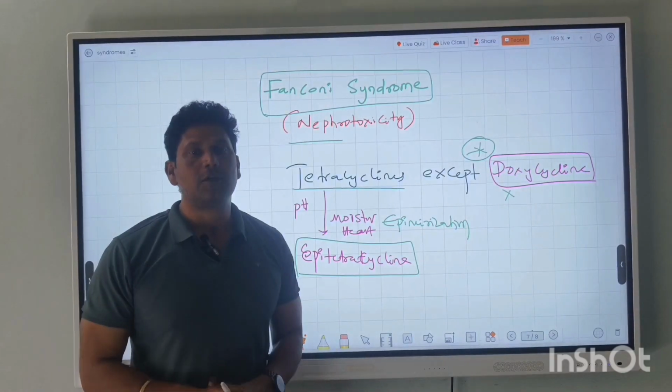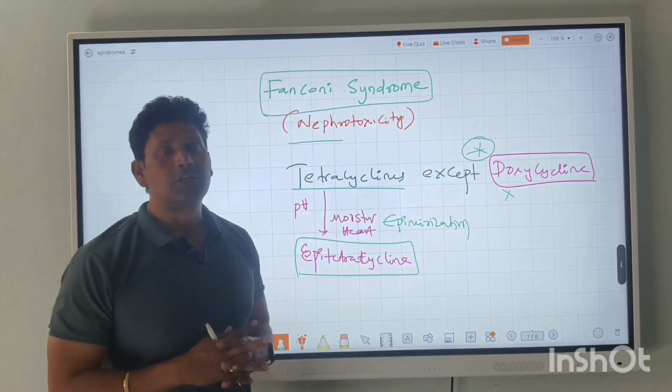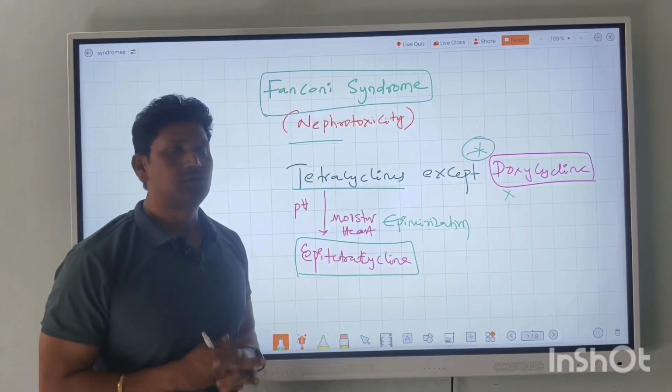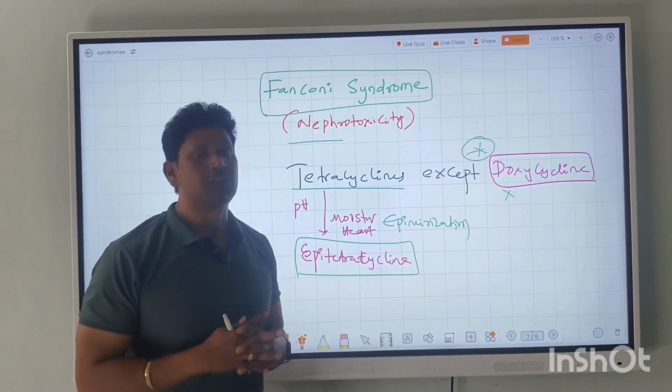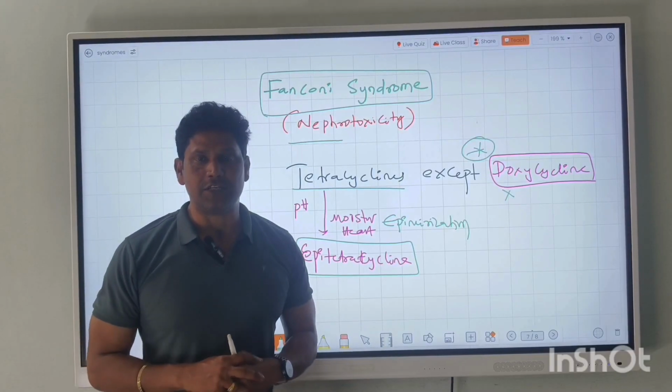So this is about syndromes caused by drugs. So these are the important syndromes, very, very important for the competitive examinations.